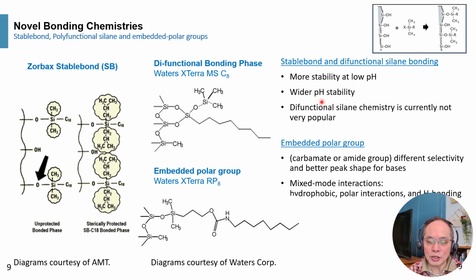And StableBond and difunctional silane, in the beginning, they touted advantages such as more stability at low pH, a wider pH stability, and less hydrolysis. The bonding group is not as easily hydrolyzed as that of the monofunctional silane. And embedded polar group bonded phases have different selectivity and generally give better peak shapes for basic analytes, because we have different selectivity due to mixed mode interactions.